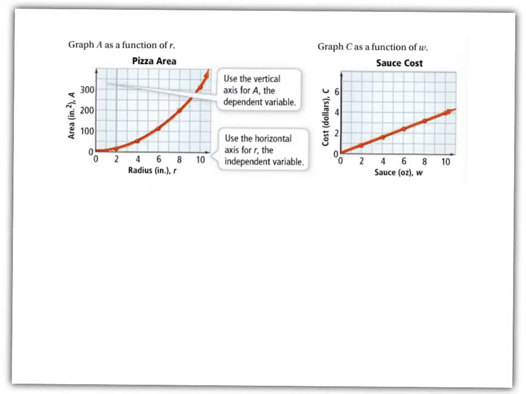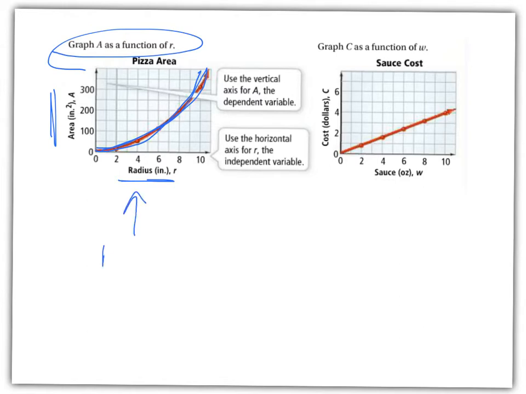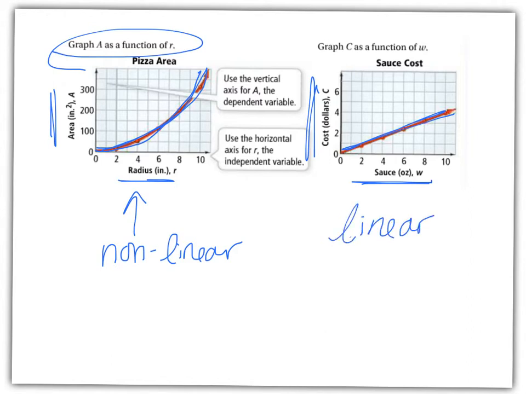I just took the pictures from the book, and you can see here, here's graph A. We have the radius, independent, area, dependent. And when you graph the points, it makes like a curved line. So as long as it's not a straight line, this one right here is nonlinear because the graph doesn't make a straight line. And then when they graphed the sauce, we had sauce was independent, cost was dependent, and that formed a perfectly straight line. So this one is linear.